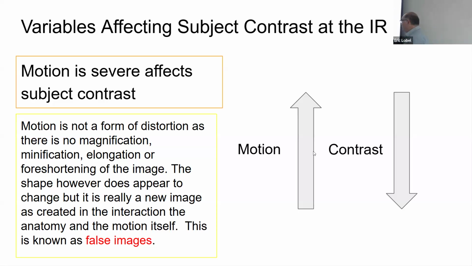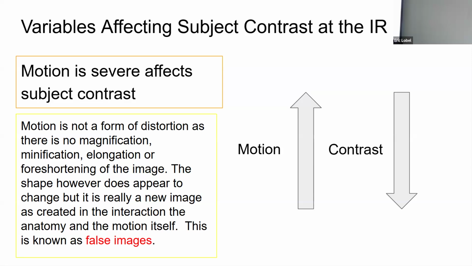So motion, and what's this thing about false images? So real quick, because we're starting to run out of time. We want to control motion. So the best way to do that is to lower your exposure time. But also speak with your patient if you can, right? If it's a situation that you can.